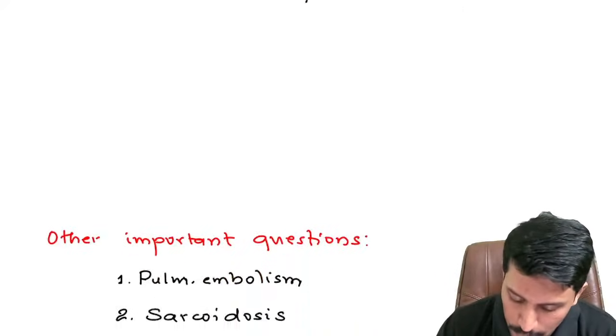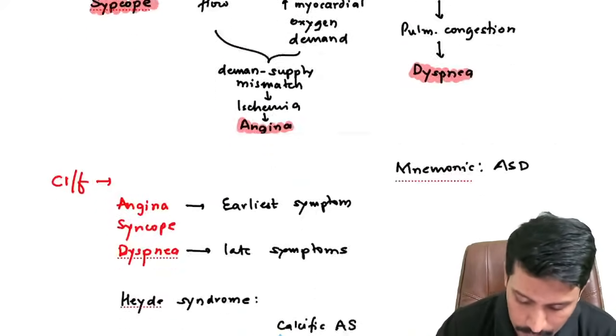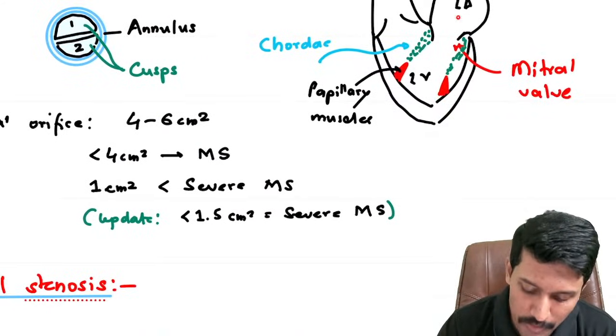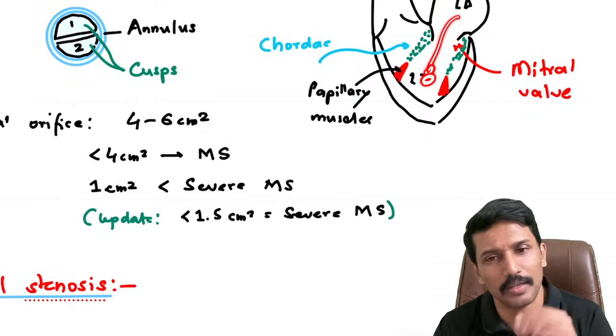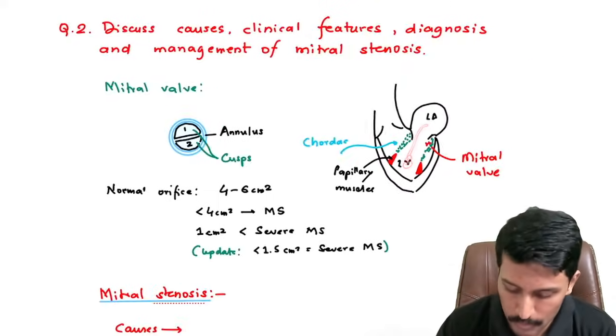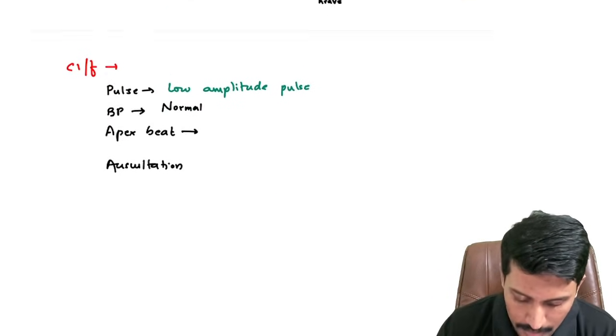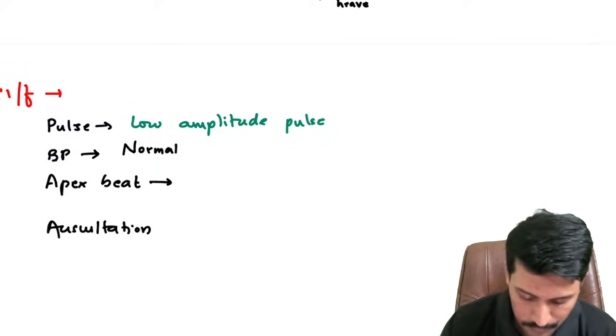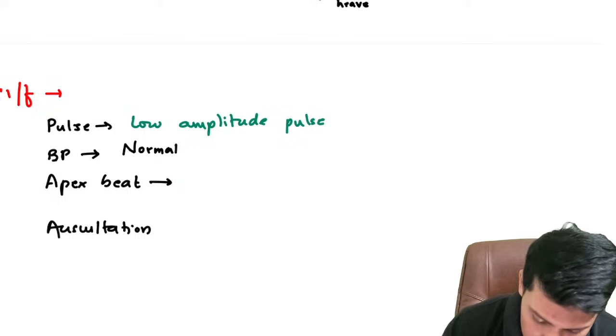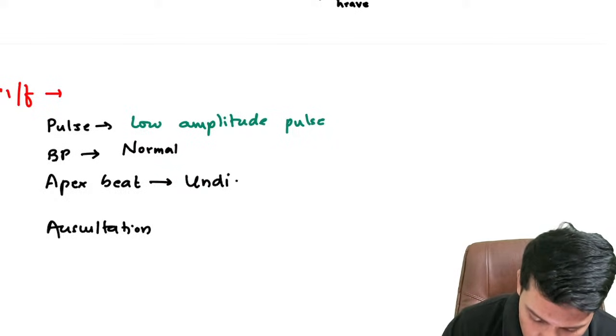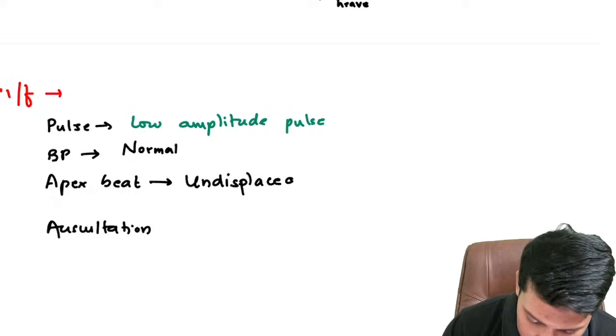And because here we don't have that happening, left ventricle's work is not increased. In fact, by filling less into the left ventricle, its work is reduced. So that's why we are not expecting it to be displaced. Apex beat is undisplaced because there is no eccentric LVH or dilatation.